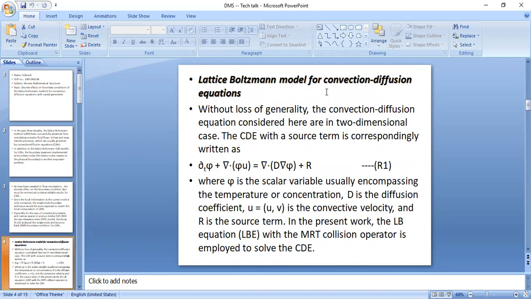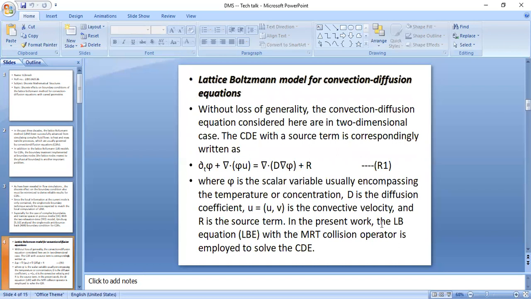Lattice Boltzmann model for convection diffusion equations. Without loss of generality, the convection diffusion equation considered here is in the two-dimensional case. The CDE with the source term is correspondingly written as ∂tφ + ∇·(φu) = ∇·(D∇φ) + R, where φ is the scalar variable, usually encompassing temperature or concentration, D is the diffusion coefficient, u = (u, v) is the convective velocity, and R is the source term.